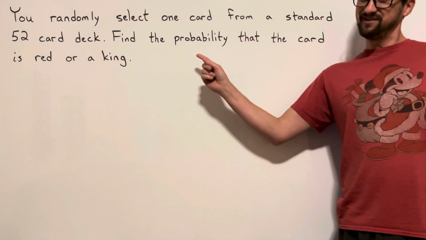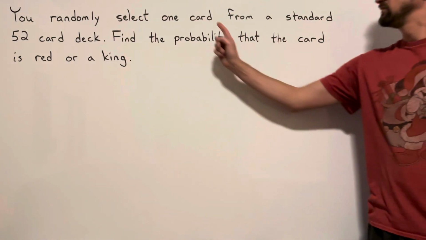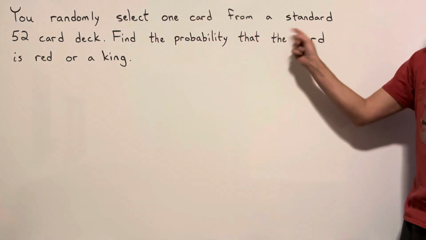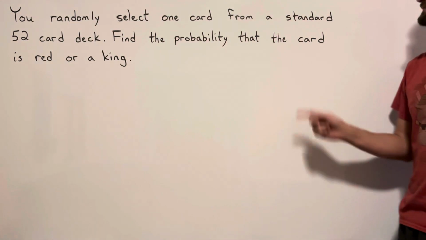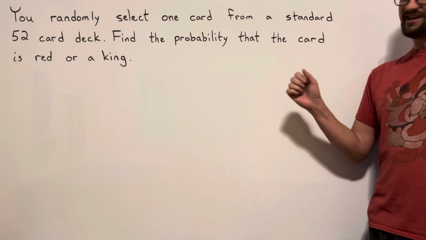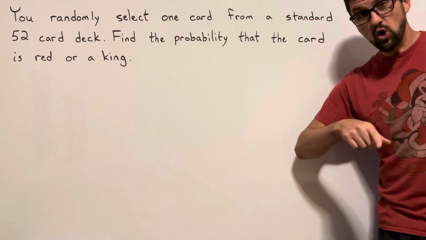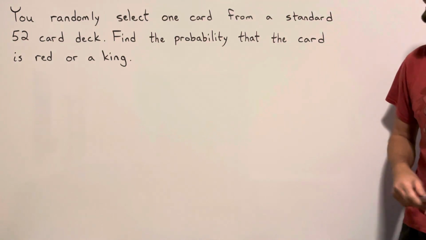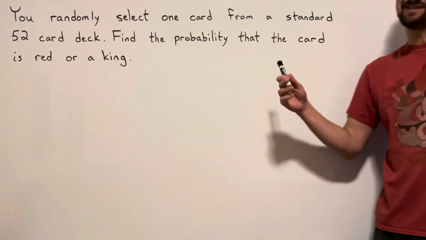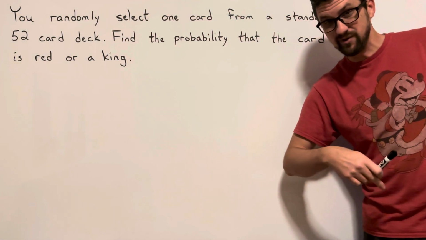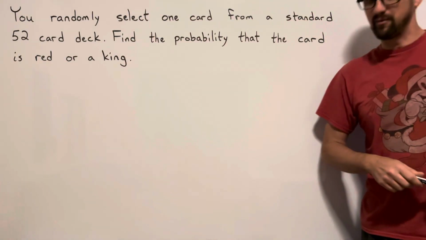You randomly select one card from a standard 52 card deck. Find the probability that the card is red or a king. The key word here is "or." That tells us that we need to use the addition rule for probability.